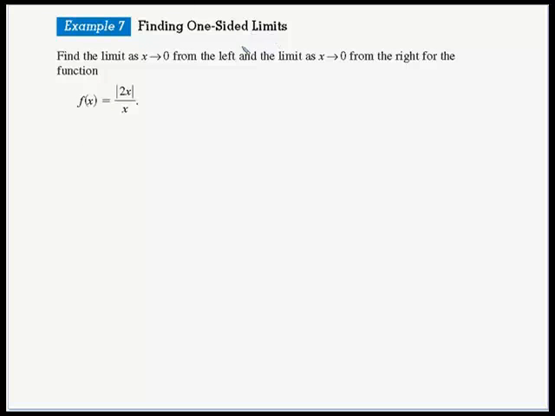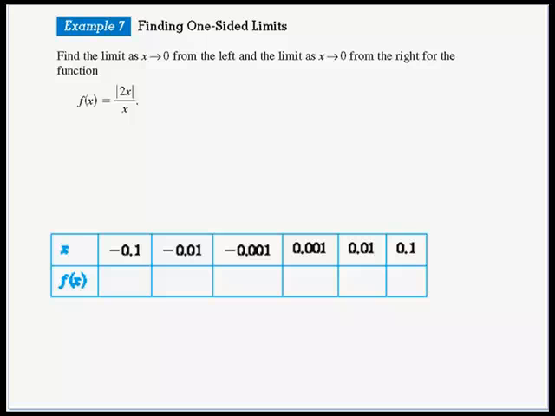So find these one-sided limits. Find the limit as x approaches 0 from the left and the limit as x approaches 0 from the right of this function. The function is f of x equals the absolute value of 2x over x. Okay, so our limit as we're approaching 0. So here is 0. We can't directly substitute that in, or we get our indeterminate form.